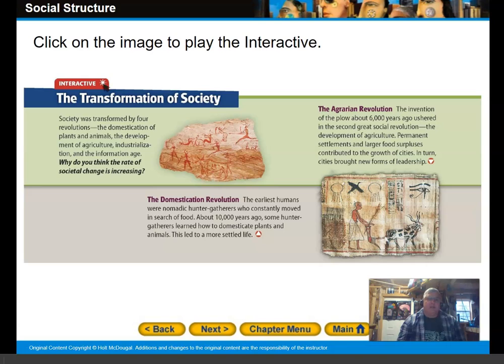So, the transformation of society. Society was transformed by 4 revolutions: the domestication of plants and animals, the development of agriculture, industrialization, and the information age. The domestication revolution was the earliest. Humans were nomadic hunter-gatherers who constantly moved in search of food. About 10,000 years ago, some hunter-gatherers learned how to domesticate plants and animals. This led to a much more settled life.